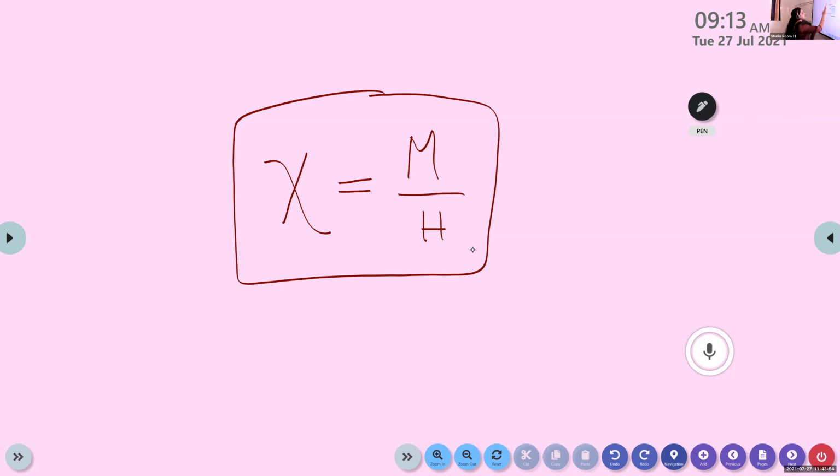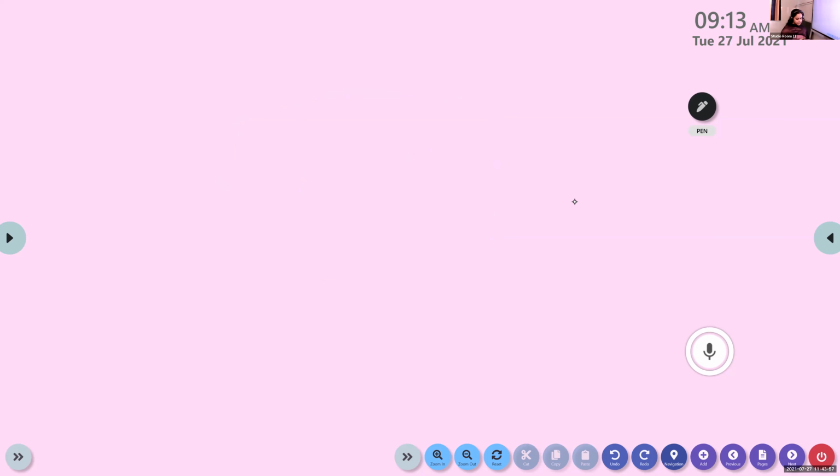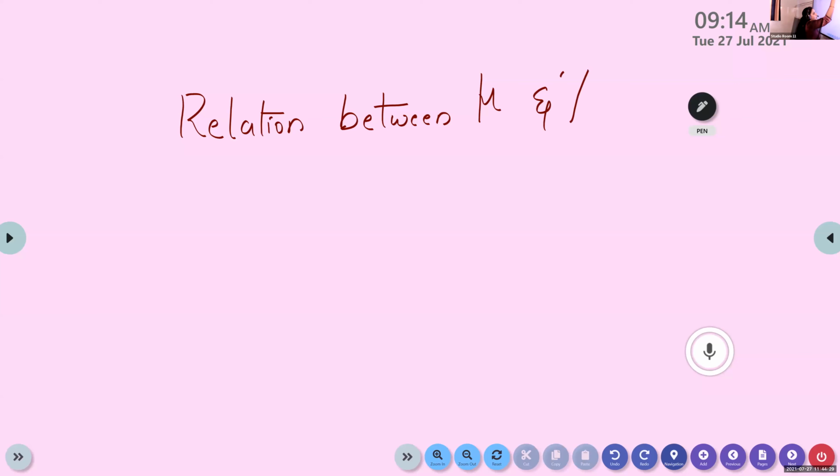Now, one more small topic is there, that is the relation between mu and chi. What is mu? Meenakshi, what do you mean by mu? Permeability. Permeability of the medium, or simply we can say it is the permeability. Relation between mu and chi. Chi means susceptibility. What is the relation between this permeability and the susceptibility?